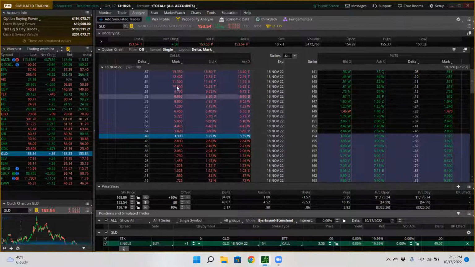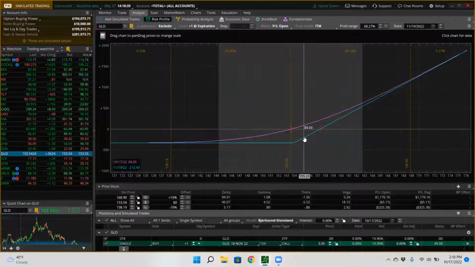So let's look at the P&L chart real quick. I prefer to stay in the Analyze tab because I can easily bounce back and forth between the simulated trades and the risk profile. So we'll look at the risk profile on this one here, and you can see this is what would end up happening.